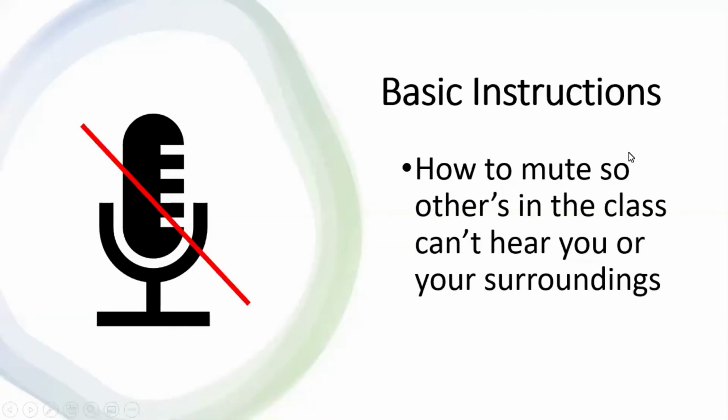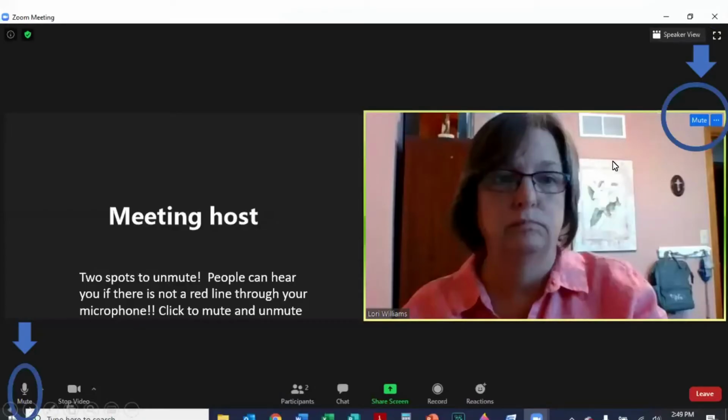It is important to know how to mute yourself so others in the class cannot hear you or your surroundings. There are 2 ways that you can mute yourself or unmute yourself. When you enter the meeting or the class, you will always be on mute when you enter a Spark class. You can unmute yourself by finding the blue box on your picture, which will say unmute when you first enter the class. Click on that and people will be able to hear you.